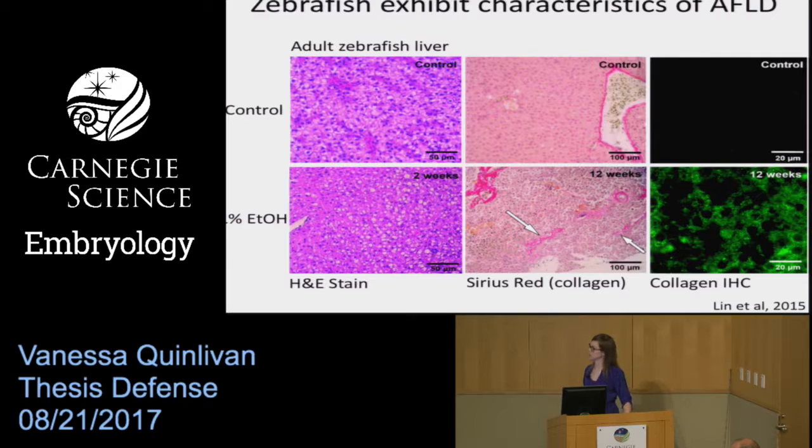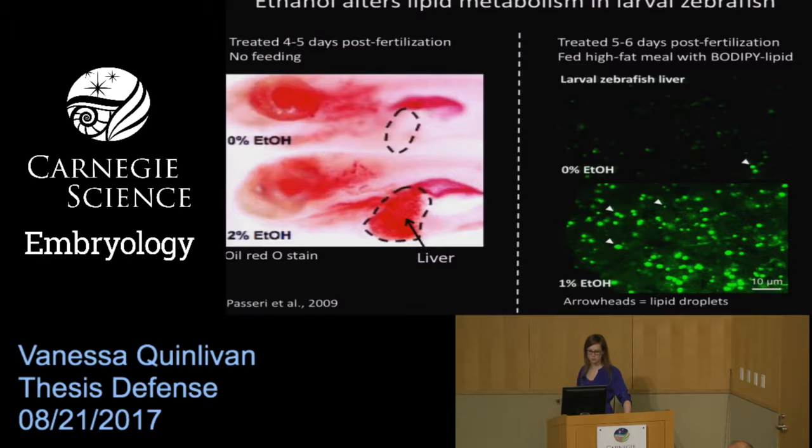So zebrafish are an established model for alcoholic fatty liver disease. These are some images of the livers of larval zebrafish that were exposed to a 1% ethanol solution over a long period of time. At 2 weeks, they start developing steatosis, and by 12 weeks, they started developing some inflammation and fibrosis. So these two images on the right are stained for collagen, which is the main component of the scar tissue that forms, and you can see a lot more of it in the ethanol-treated fish.